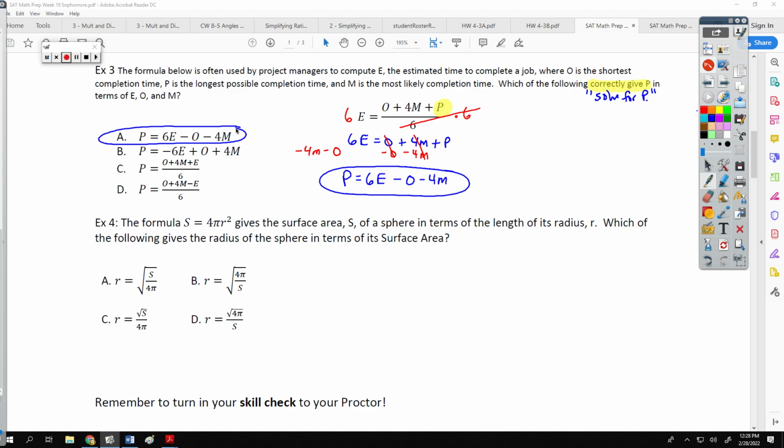Here in example 4, we need to come up with an inverse for a squared. It says the formula S equals 4 pi r squared gives the surface area, S, of a sphere in terms of the length of its radius, r. Which of the following gives the radius of the sphere in terms of the surface area? So that is saying solve for the radius. Solve for r. Okay? We need to solve that equation for r.